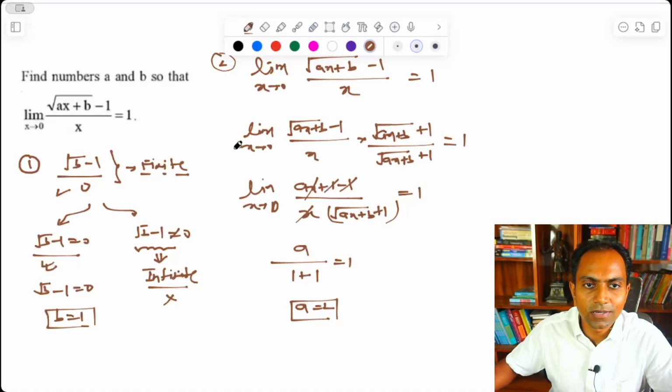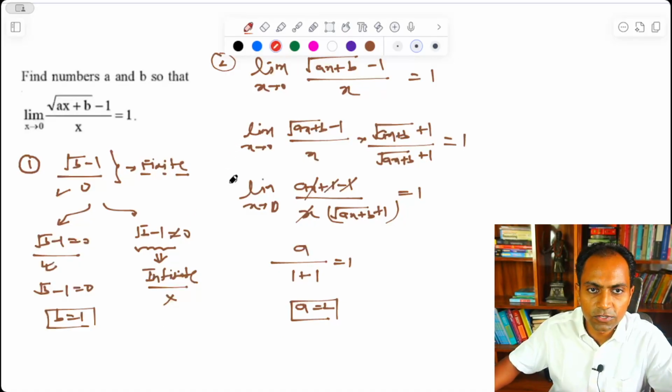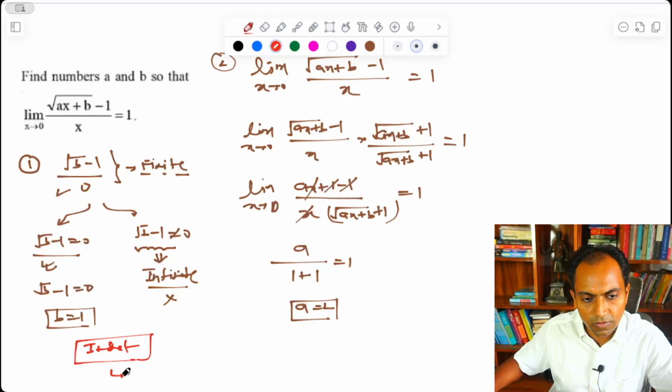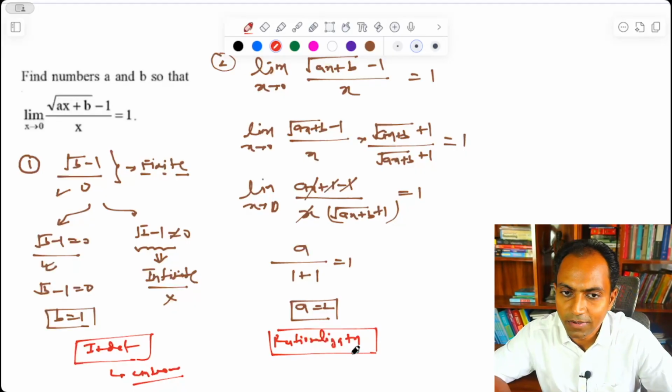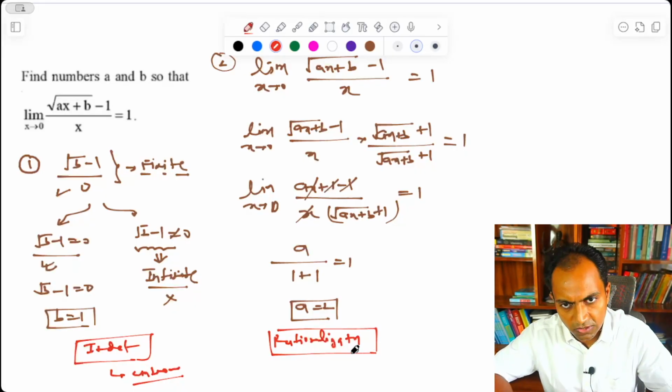So you can see that there are two parts of the question. In the first part, we have checked indeterminate form, and from there we were able to get the value of one of the unknowns. And in the second part, what we did was we did rationalization, and solving that we got another condition and another value. So this is a very important thing, and we will do this question using multiple methods. This is one of the ways of solving it.